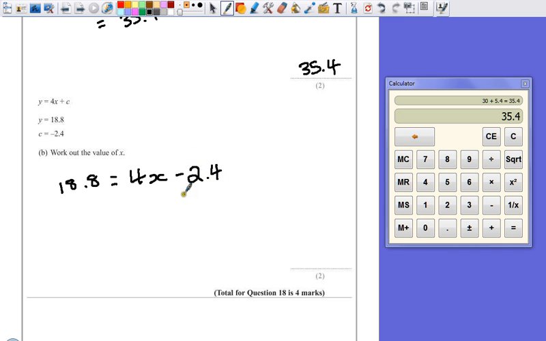becomes a subtract. Now we need to know what x is. Now at the moment it would be really easy if we just had 4x here, because then, if you've got 4 lots of a number and you want to know what one of them is, we just divide by 4. Unfortunately we've got this take away 2.4.